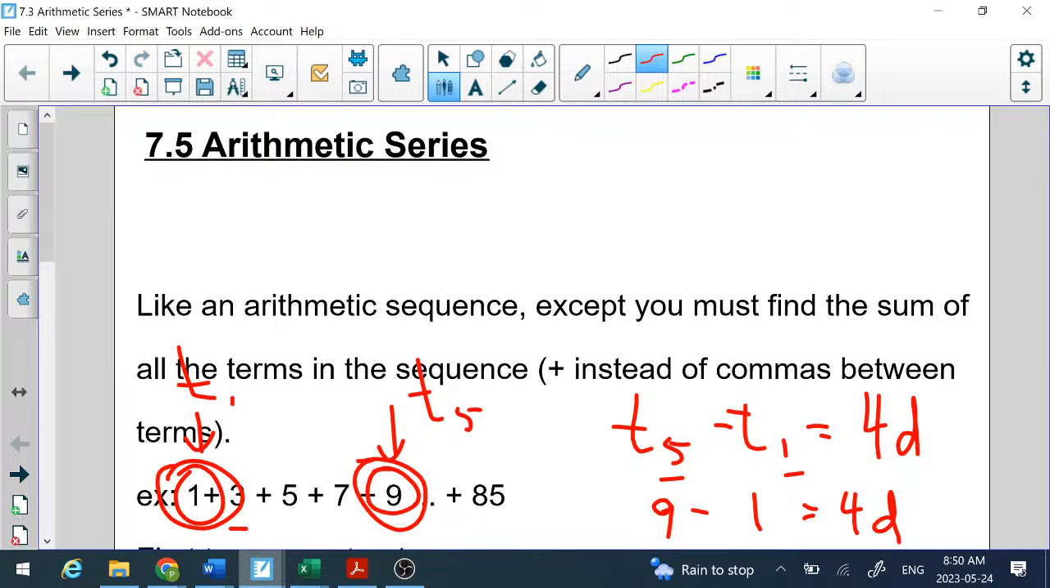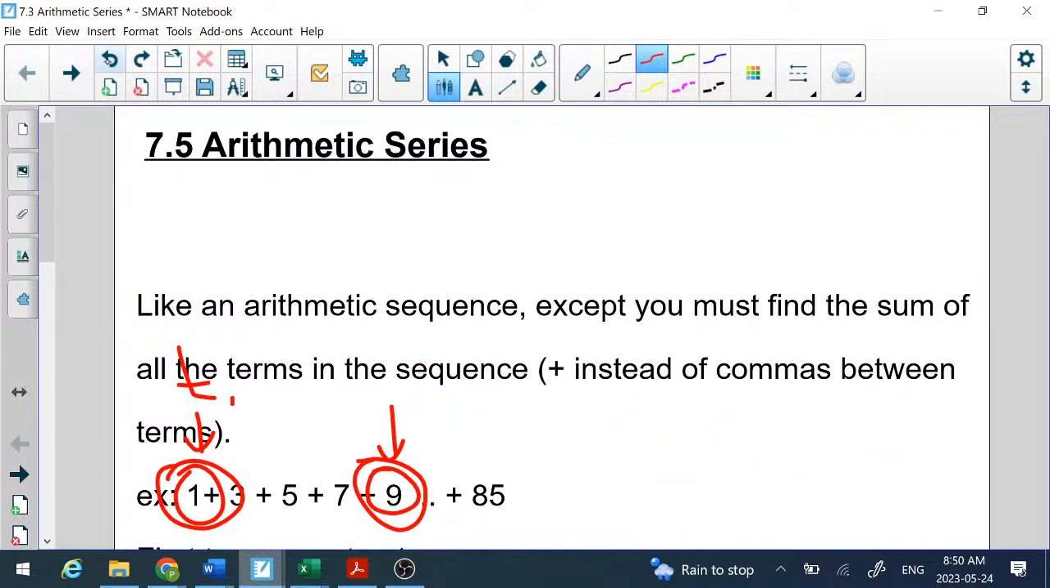Okay, so we found the common difference, and that wasn't too bad. We determined the common difference was 2. We would also like to know how many terms there are in the series. So how could we figure that out, guys? What are you thinking?